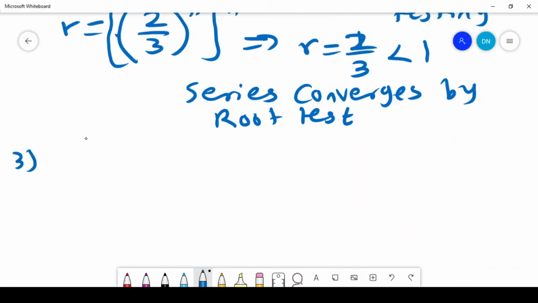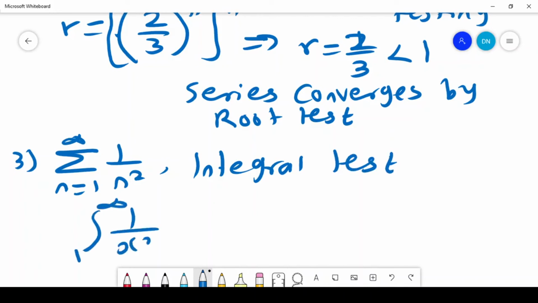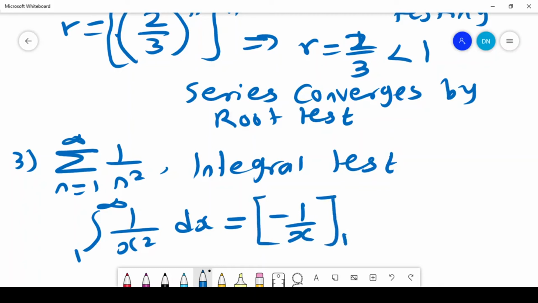And we want to look at an example of an integral. For example, the summation from 1 to infinity of 1 over n squared, and we want to use the integral test. What are we doing? We are testing for convergence. Therefore, I'll integrate from 1 to infinity of 1 over x squared dx. This is the same as negative 1 over x from 1 to infinity, which equals negative 1 over infinity plus 1, which is 1.